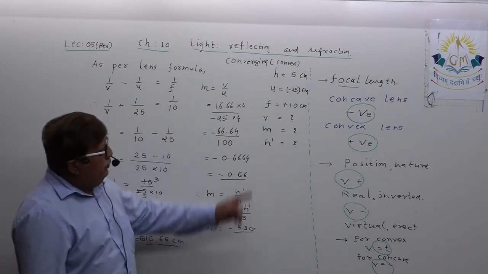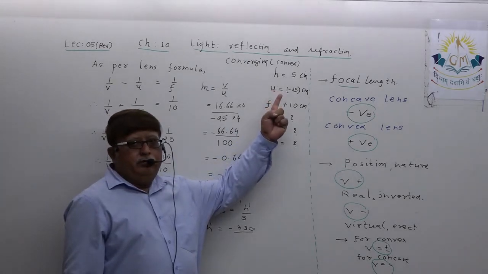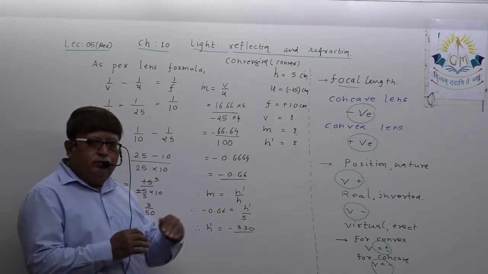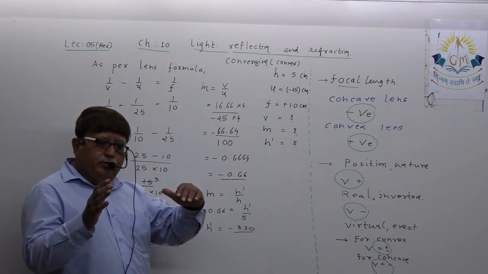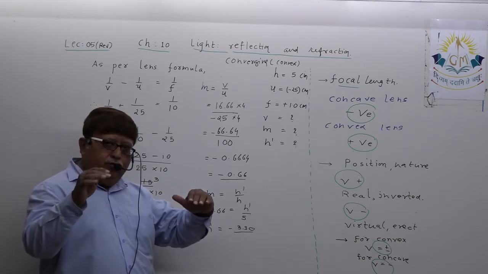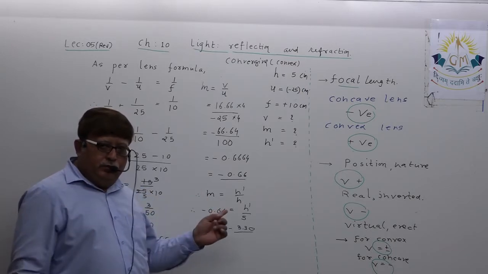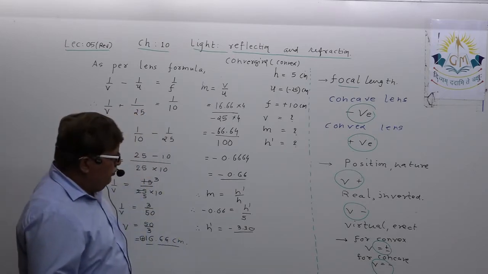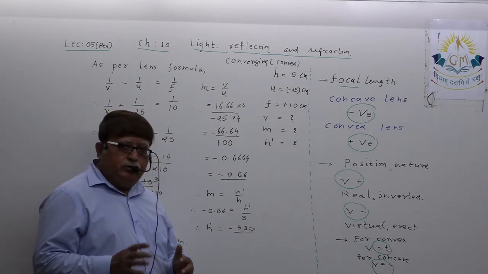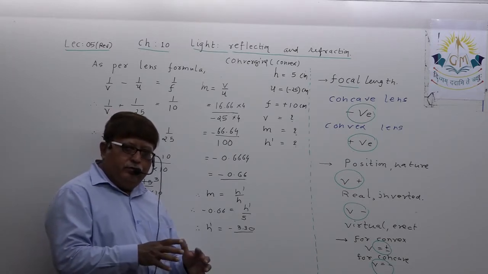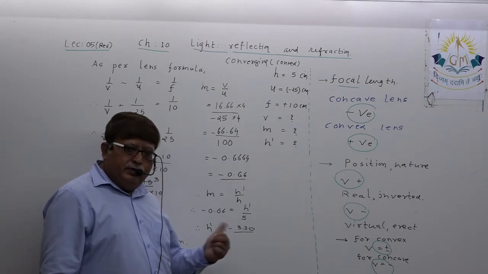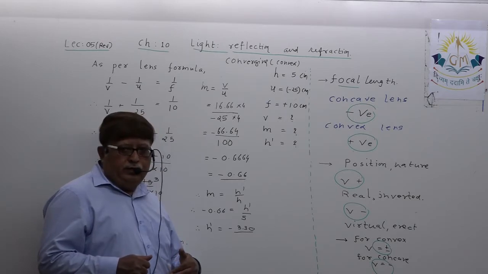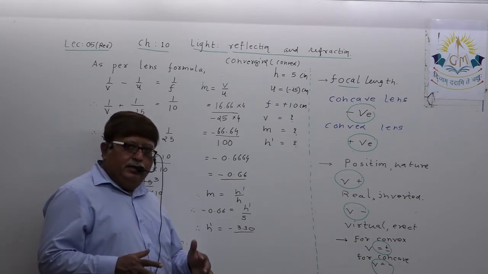You marked one thing: the height of the object was 5, the height of the image 3.30. That means the size of the image has reduced from the size of the object. This we verified from the example. Actually, in the textbook, they have mentioned to draw the ray diagram, and because we got the image height 3.30 centimeter, let us also verify it with the help of the lens diagram.